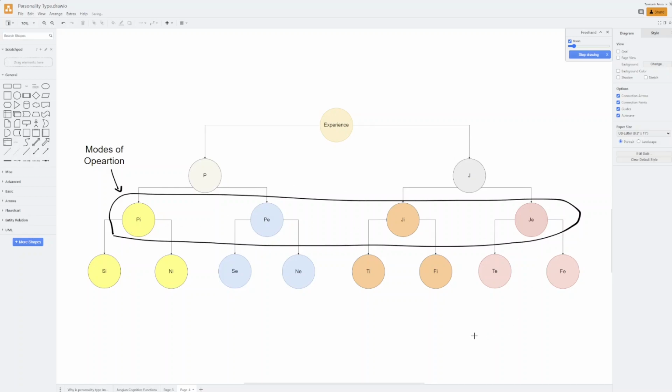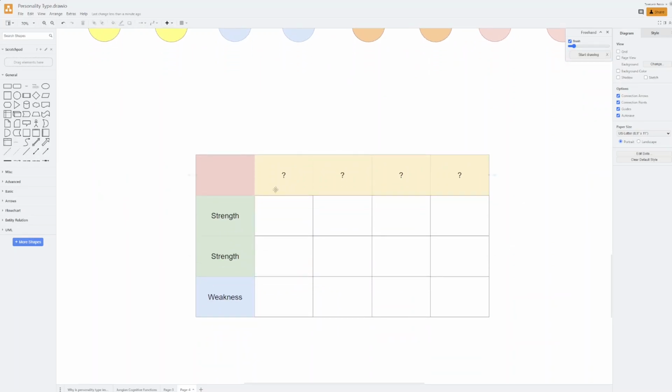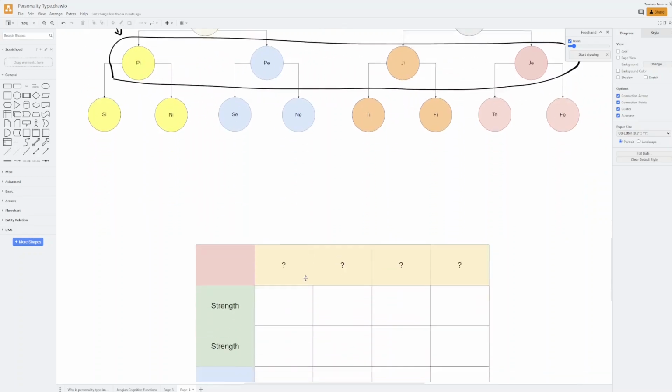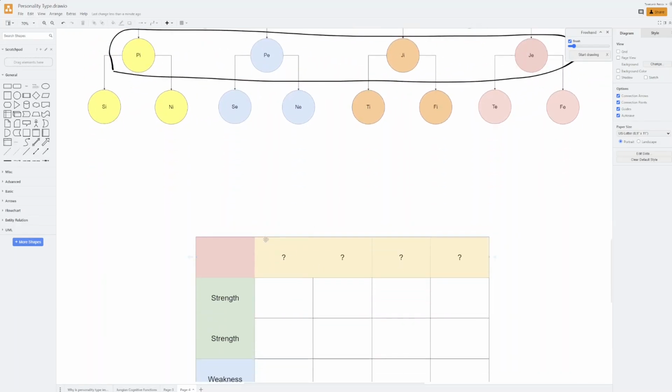So why is this useful? Why do we not just use the previous way to introduce the cognitive functions? Because these modes of operation give us more interesting data, and they can also help us type people if we understand the differences between them. So now we can go to this table, which uses the modes of operation and explains some of the strengths and weaknesses of different people depending on the mode of operation. We start here with PI, then PE, then JI, and then JE.